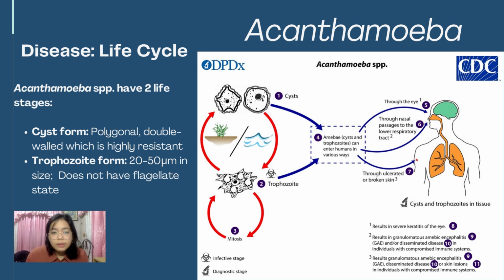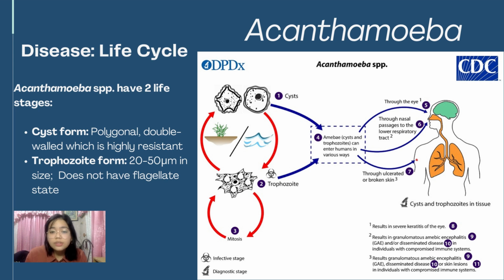The trophozoites replicate by mitosis, in which the nuclear membrane does not remain intact. The trophozoites are the infective forms, although both cysts and trophozoites gain entry into the body through various means. Entry can occur through the eye, the nasal passages to the lower respiratory tract, or ulcerated or broken skin. When Acanthamoeba enters the eye, it can cause severe keratitis in otherwise healthy individuals, particularly contact lens users.